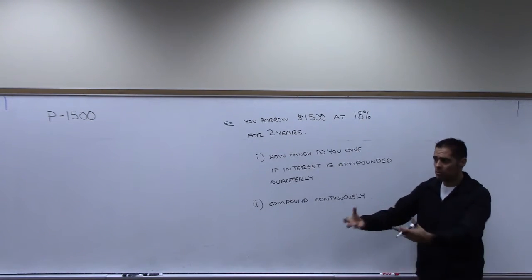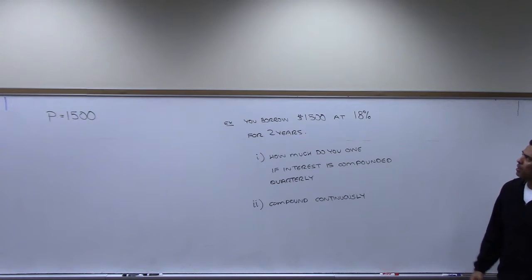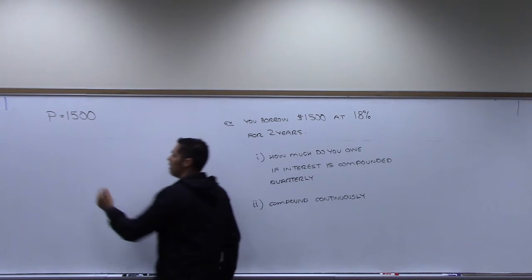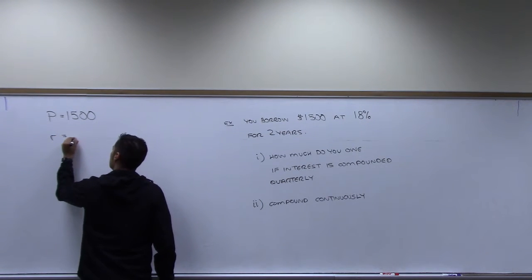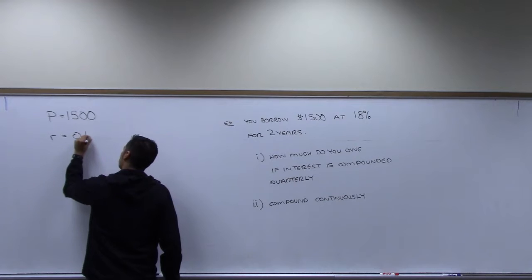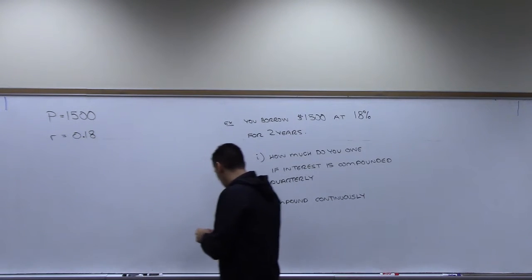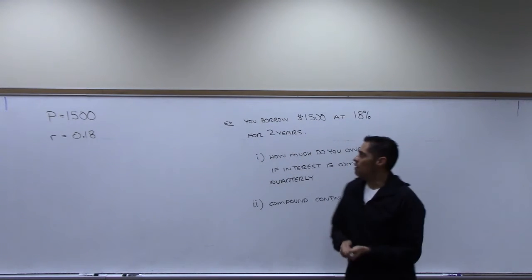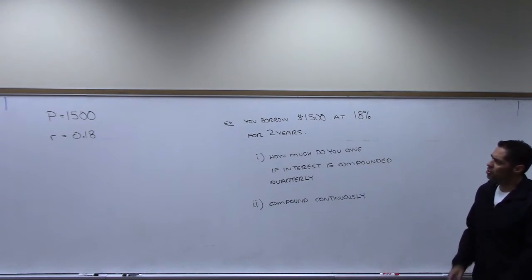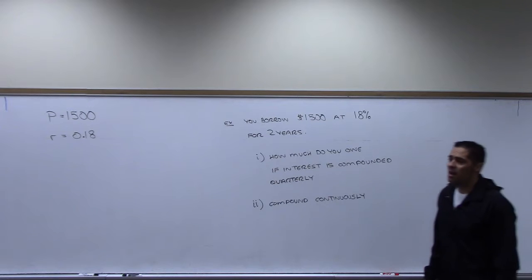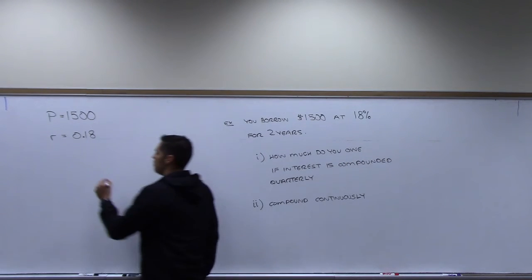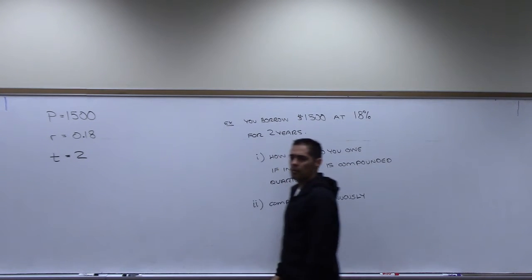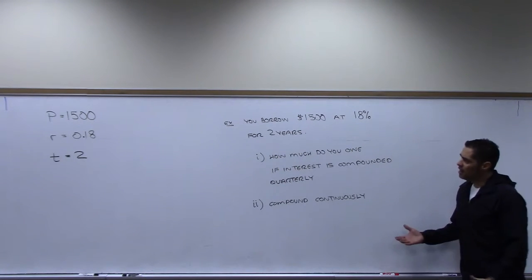That's how much you borrow, that's your initial borrowing. All right, what about the 18%? That's your R, but we've got to convert it, right? So R for us will be 0.18. You don't have to put the 0 there, I'm just putting it so you don't forget the decimal. What about the 2 years? That's time, that's T, and remember, T is measured in years, so I'm just going to put 2.